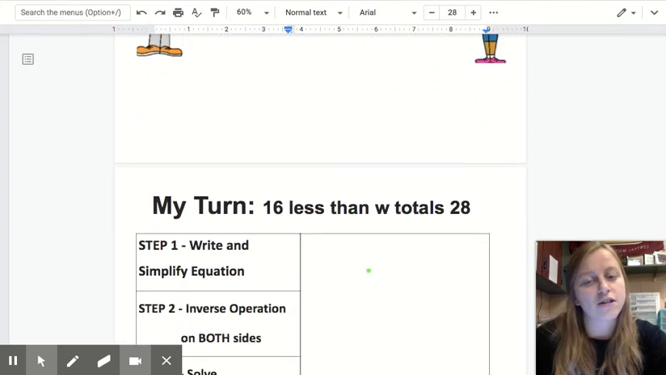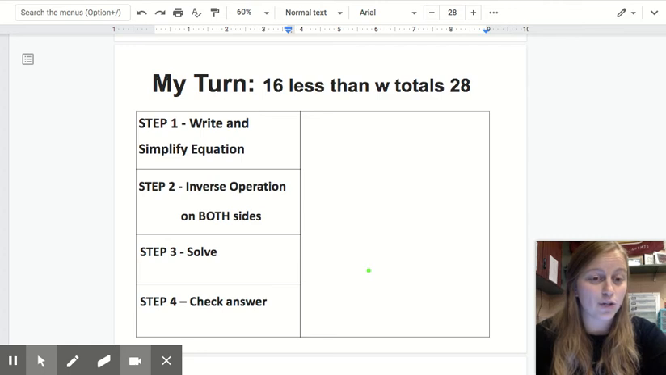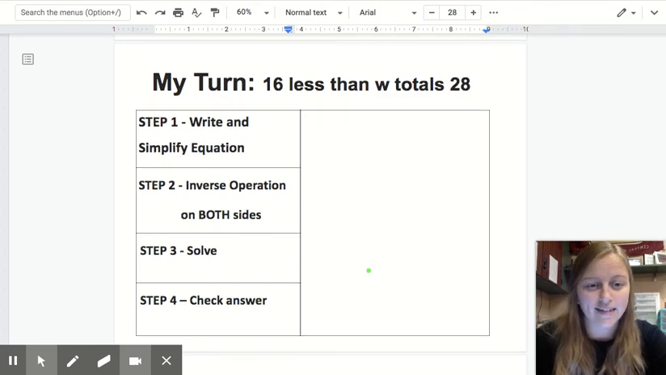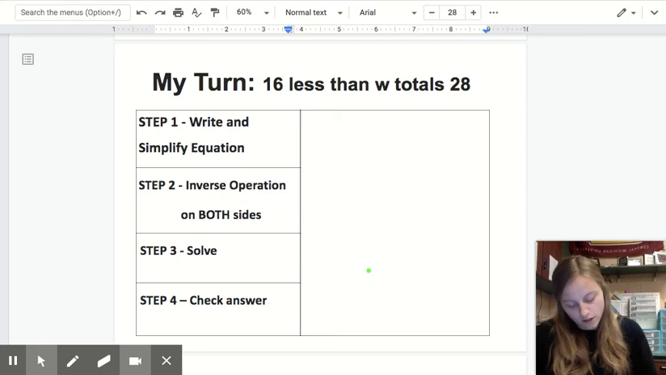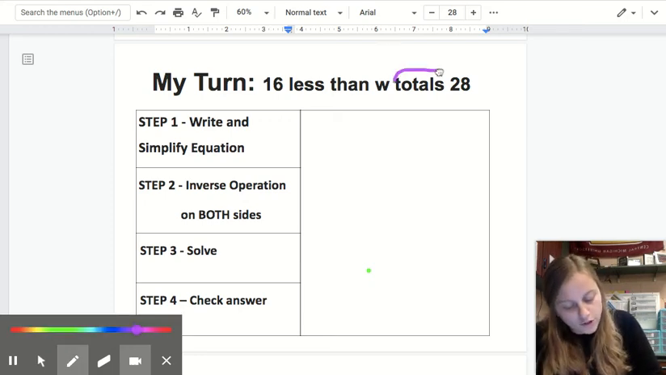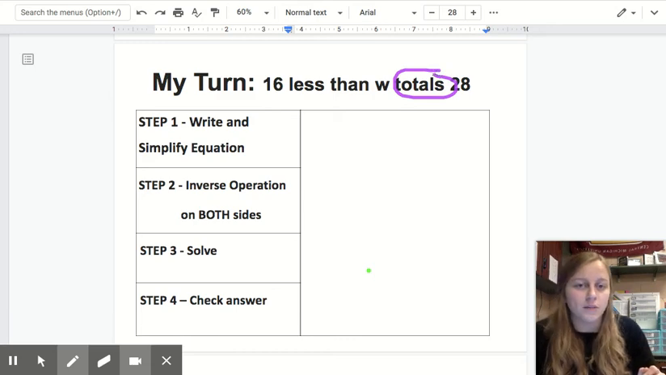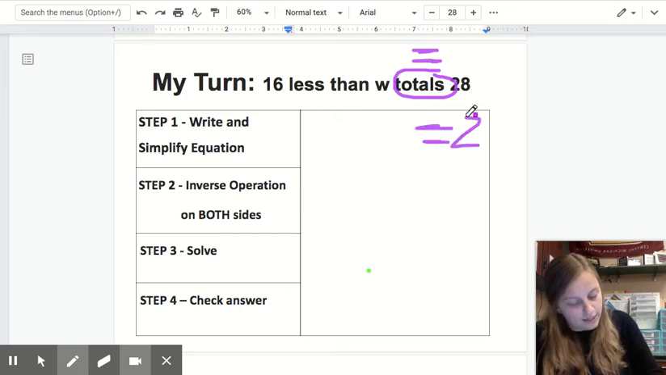Okay, we're going to look at a little bit trickier one here. 16 less than W totals 28. So I have a sentence here. First, I need to write an equation that matches this. So there's a few things I want to look at. First, the word totals jumps out to me because totals really means equals. So I know my equation is going to equal 28.